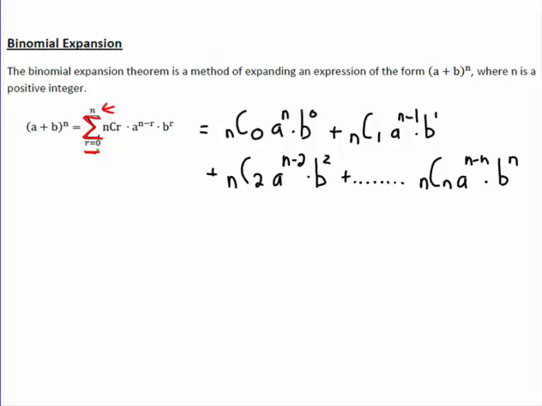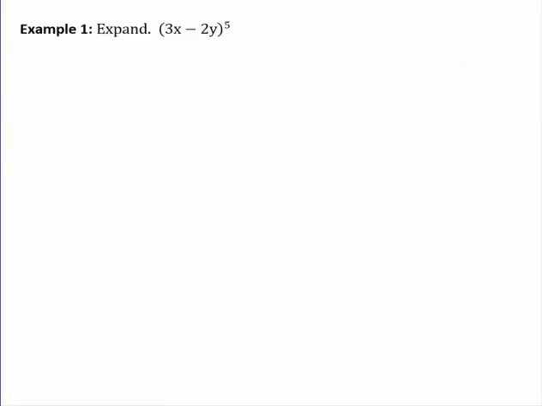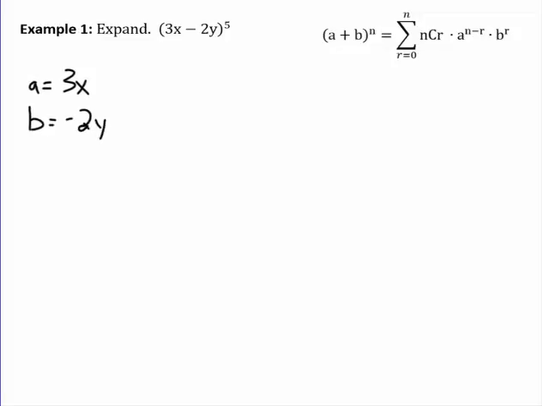Now, that formula seems a little bit complex, but once you do a couple of examples, you'll see how powerful a formula this really can be. All we have to determine is what is a, what is b, what is n. So let's try an example. Expand 3x minus 2y to the 5th. Well, to expand it, we're going to use our binomial expansion theorem, where a is 3x, b is negative 2y, and it's important we have that negative, and n is 5.